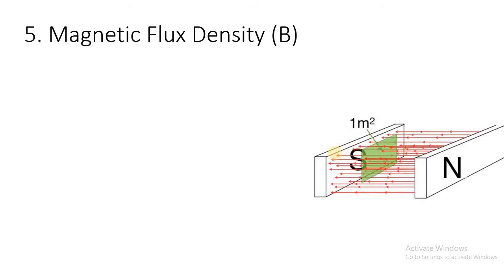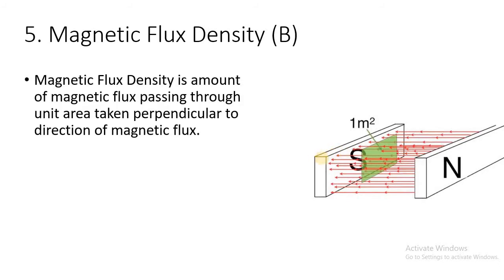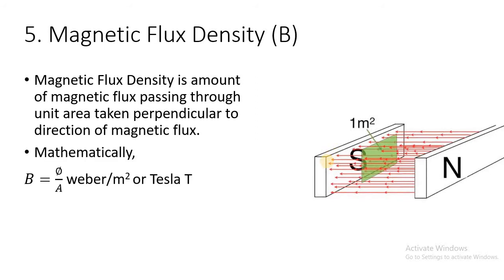Then how will I define magnetic flux density? The magnetic flux density is the amount of magnetic flux passing through the unit area taken perpendicular to the direction of magnetic flux. Mathematically, we express it as B is equal to phi by A. What is phi? Number of flux lines. What is A? A is the area of that particular plane which we have taken perpendicular to the flow of magnetic flux lines.